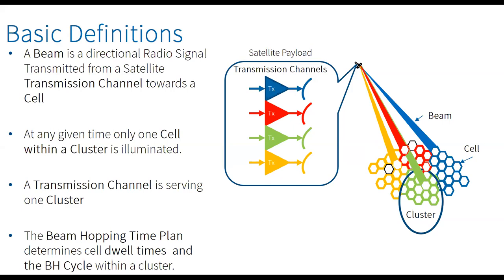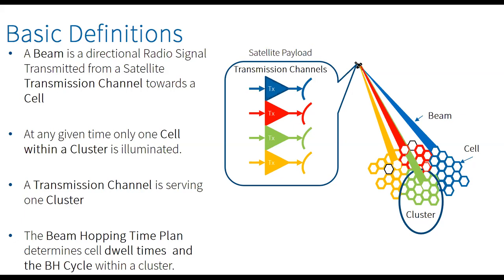And these cells are together being actually served with this one beam. The actual process to go from one cell to the next is controlled by what we call a beam hopping time plan, or in a more general case, a beam hopping time-frequency plan, that determines the actual carousel that we are going through from one cell to the next, all within one cluster.